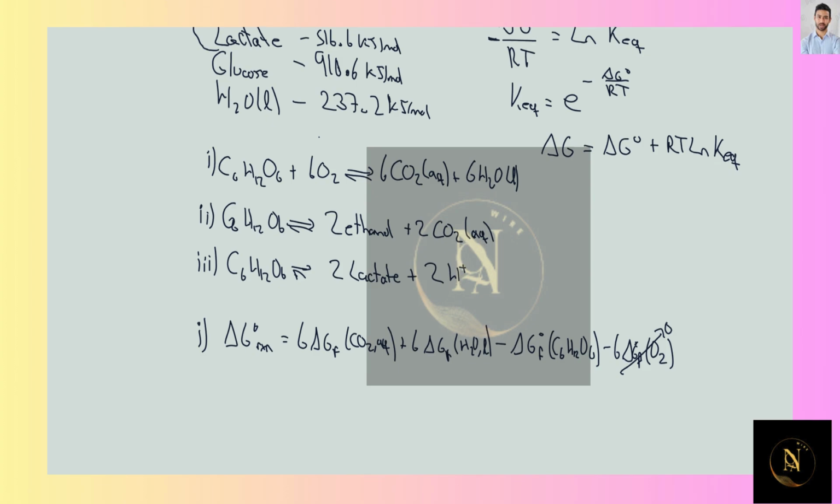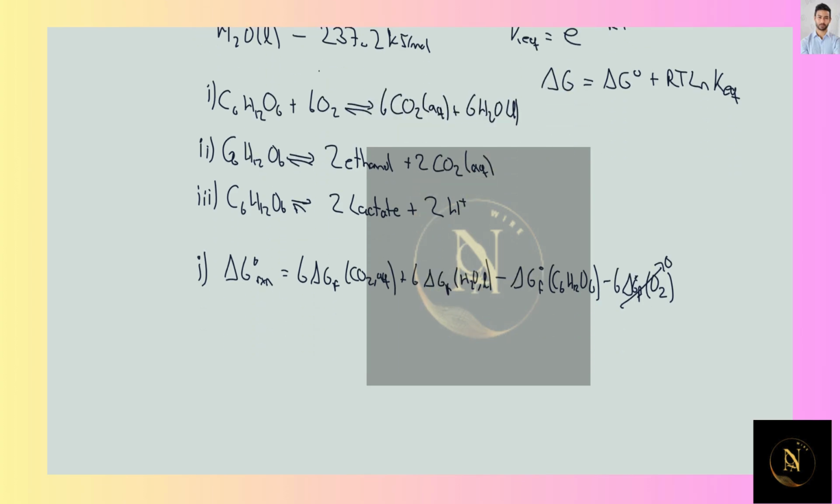Remember, whenever we want to find the delta G for the reactions, it is equal to the sum of the delta G's of formation of the products multiplied by their stoichiometric coefficients minus that of the reactants. In this case, the result is going to be minus 2,829.8 kilojoules per mole.